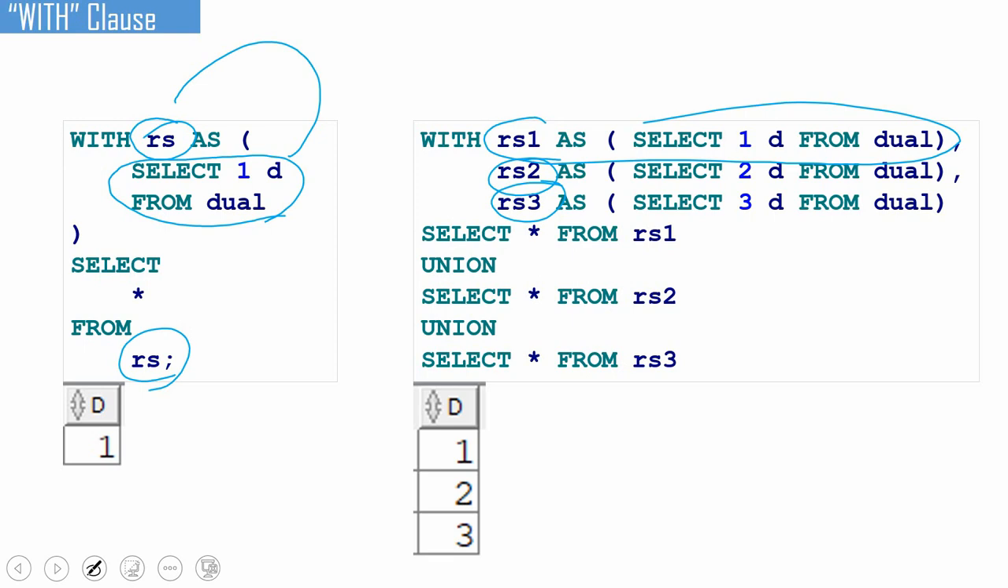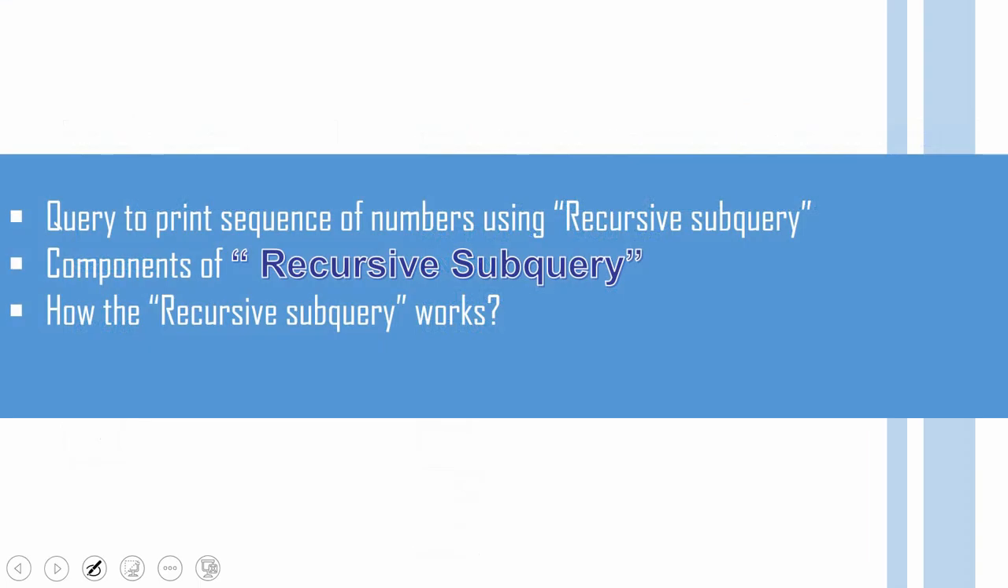With this, we'll start understanding what is a recursive function or recursive subquery in Oracle. I'm going to write and show you a simple query using a recursive subquery to print numbers from 1 to 5. Then I will show you what are all the components of that query. Then I will explain how that recursive query works. Now let us see how to write a query using this recursive subquery functionality to print numbers from 1 to 5.